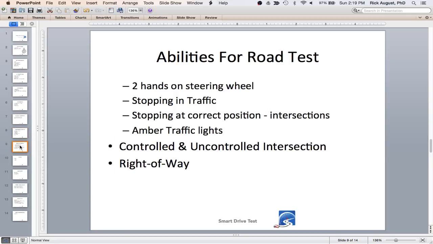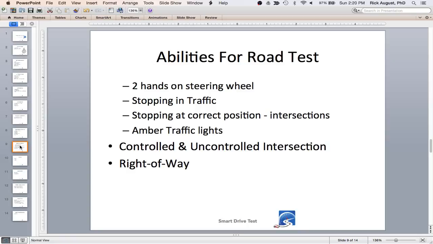So some of the specific skills and techniques that you need for a road test: you have to have two hands on the steering wheel at all times. And if you look at some of my videos, you're going to laugh because I tend to talk with my hands and I struggle with keeping two hands on the steering wheel.